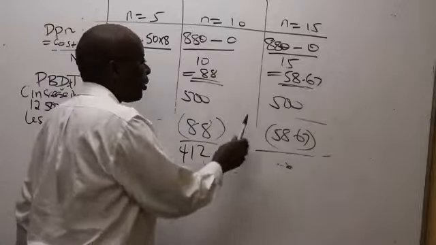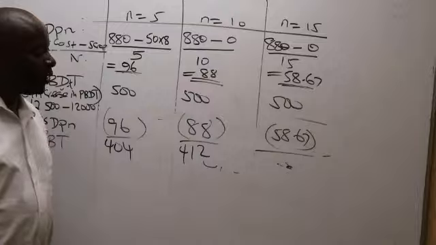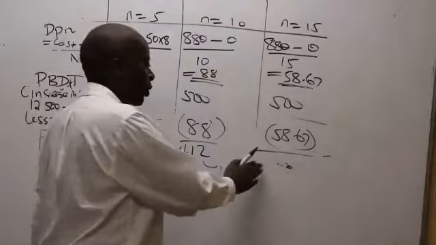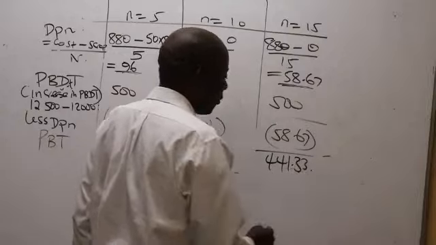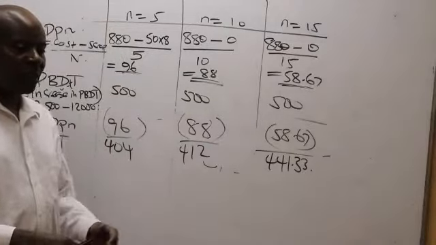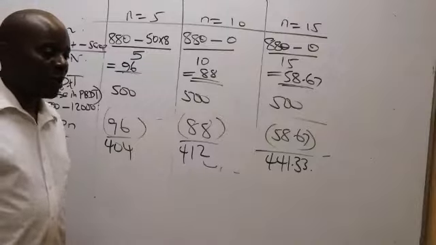This 412. And then now we have that and that one. 500 minus 558.67 gives 441.33. Is that correct? I'm only getting answers from one student.